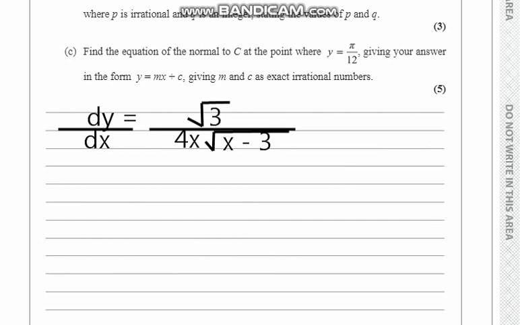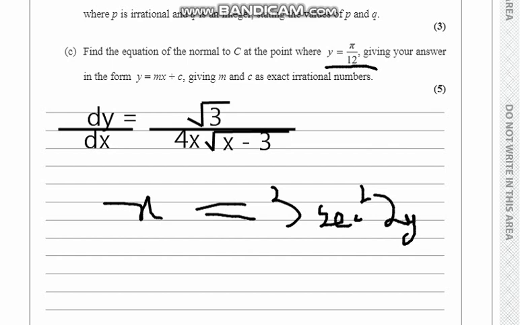The c part states: find the equation of the normal to C at the point where y equals pi upon 12, giving your answer in the form y equals mx plus c, giving m and c as exact irrational numbers. So you can see that we have a differential, dy by dx, and they have given a point. They have given that y equals pi upon 12. We can find the x value as we know that our x was 3 sec squared 2y, and we know that y is pi upon 12, so we'll just plug in there and we can find the x value as 4.